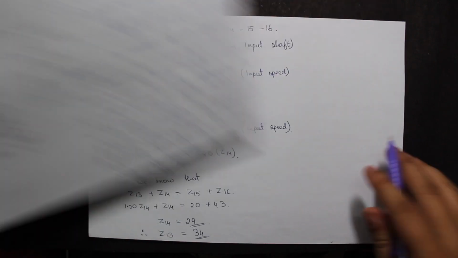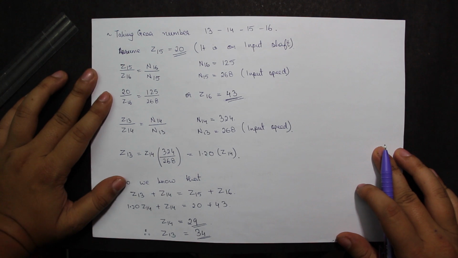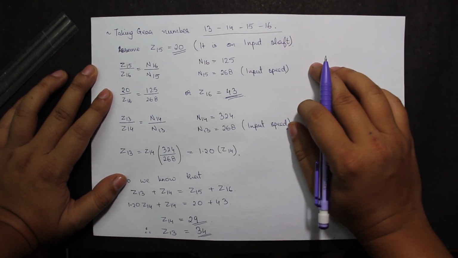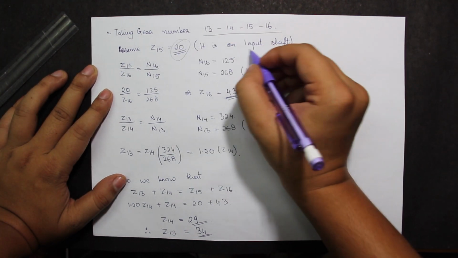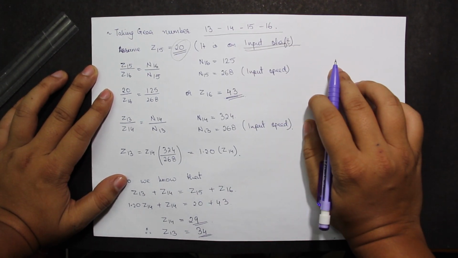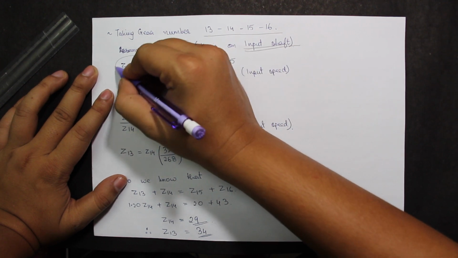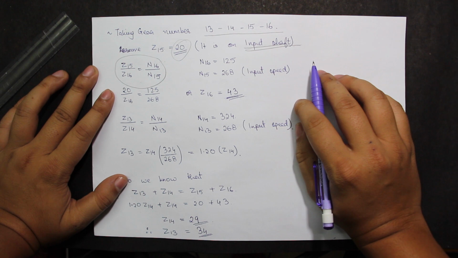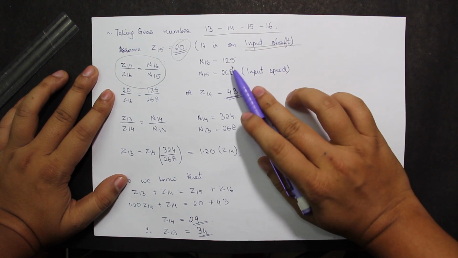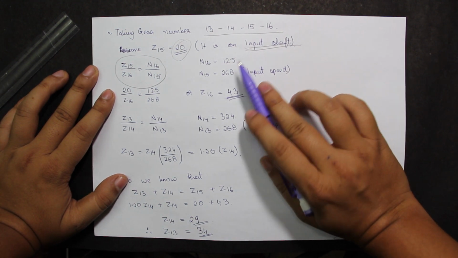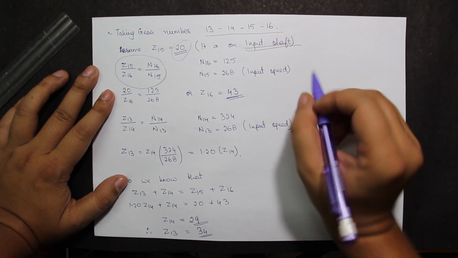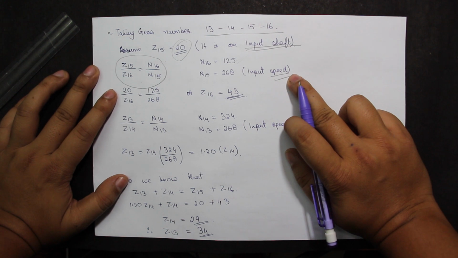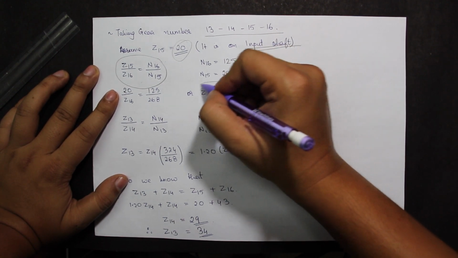Now for calculation of gear teeth, I'll first be taking gears 13, 14, 15 and 16. Assuming Z15 is equal to 20, that is on the input shaft, I can write this formula: Z15 by Z16 is equal to N16 by N15. Here N16 is 125 as I had written in the kinematic arrangement, and N15 is 268 on the input shaft. Therefore, cross multiplying, my value for Z16 comes out to be 43.